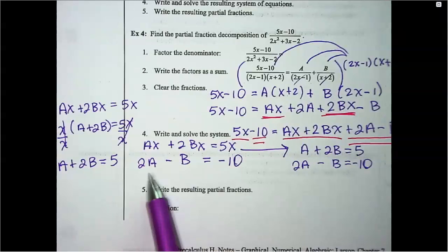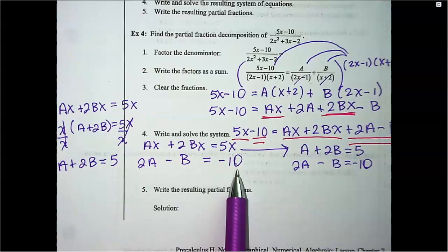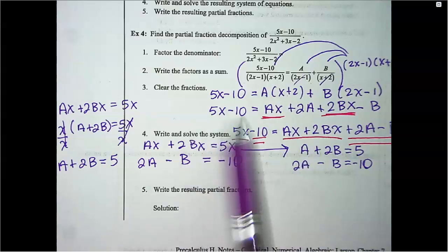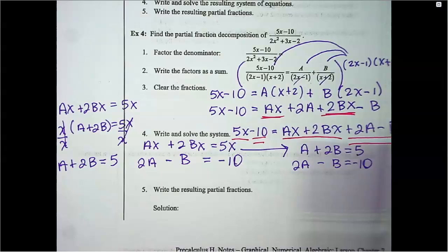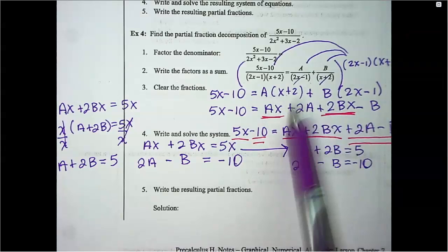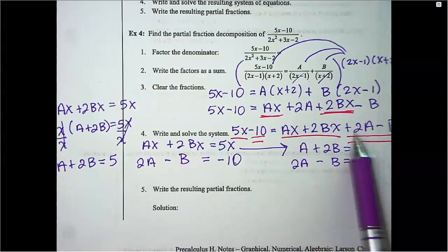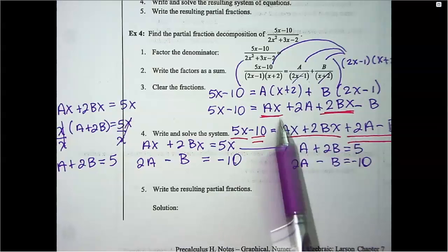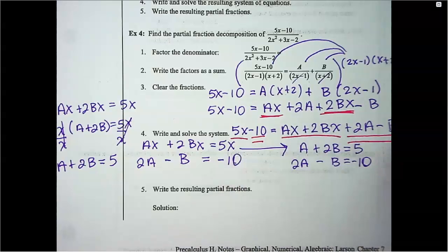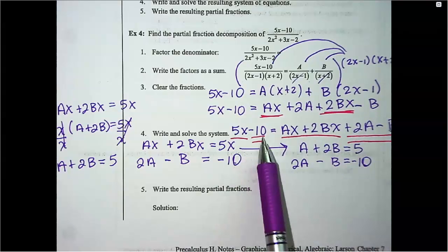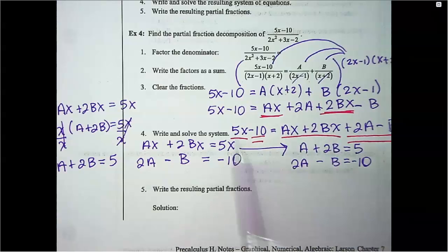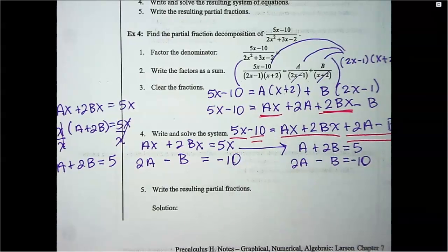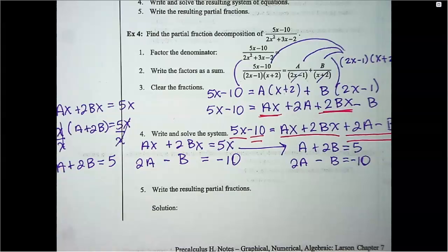Okay, so where I got the 2a minus b equals negative 10 is, if you look up here, I took the ax and the 2bx and grouped it. And then I took the 2a and the negative b and grouped it. Then I set the x part equal to 5x, and I set the 2a subtract b part of the equation equal to negative 10. So I set my x's equal to each other and everything else equal to each other. Good? Got it? All right, good question.